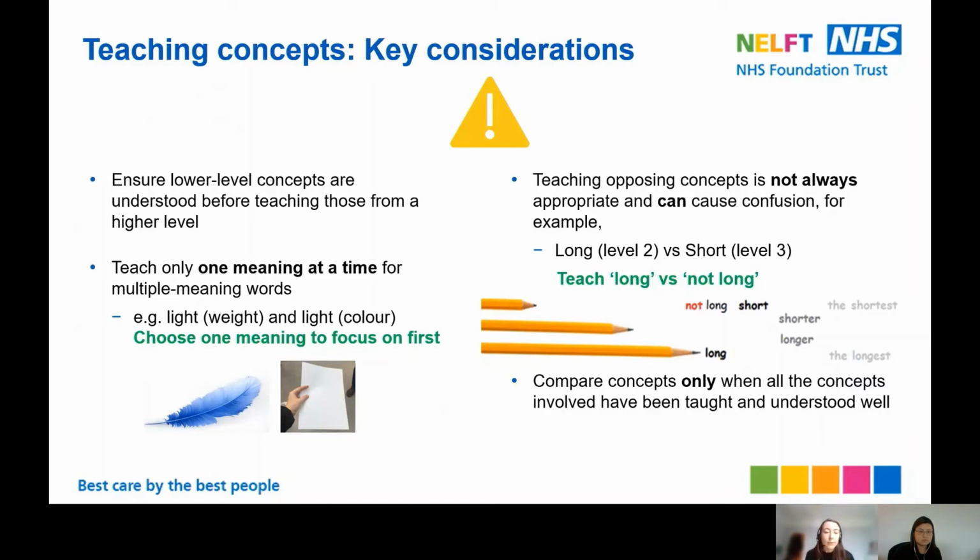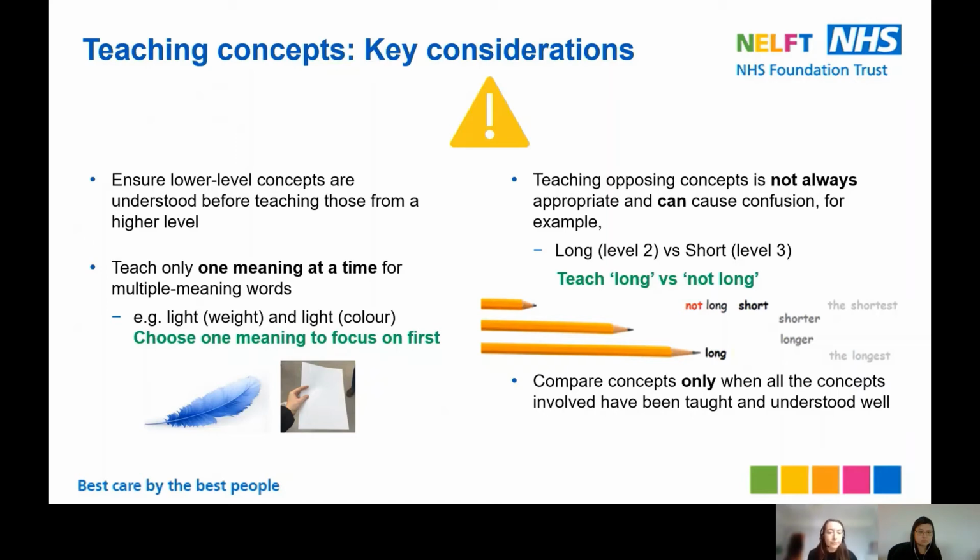When a word has multiple different meanings, teach one meaning at a time. For example, the word light can be to do with weight, like a piece of paper or a feather, or it can also be to do with colour, such as light blue. So pick one of these words to work on first, and once that is understood well, then move on to the next one.